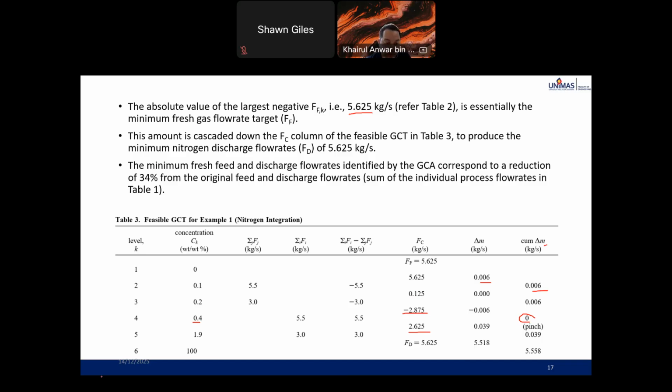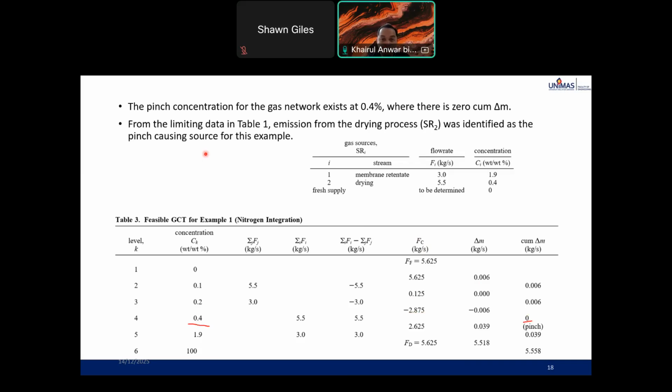This amount is shaded down the FC, visible GCP cascade table. Nitrogen discharge fluid of 5.6. Okay. This concentration for the gas network is 6.4%. 6.4%, there is a zero.